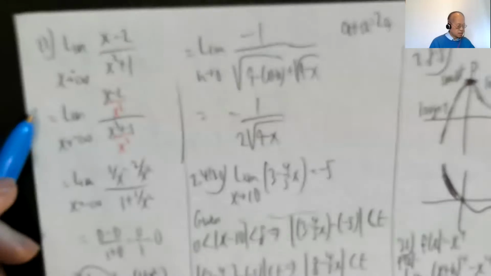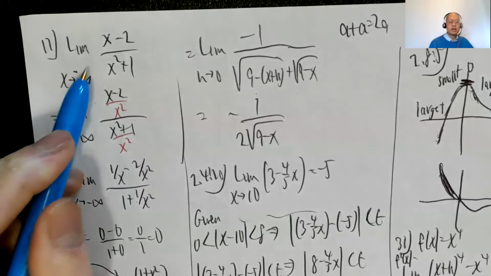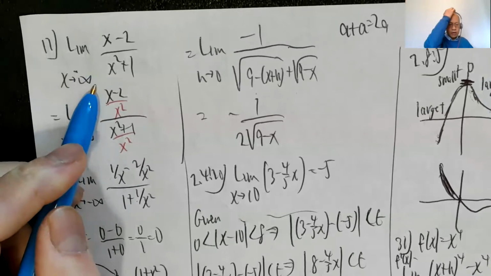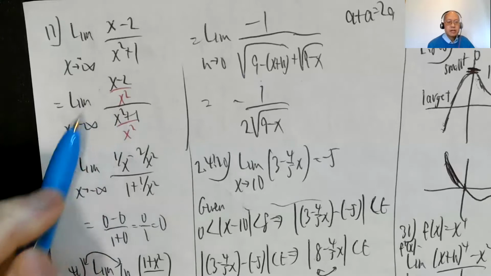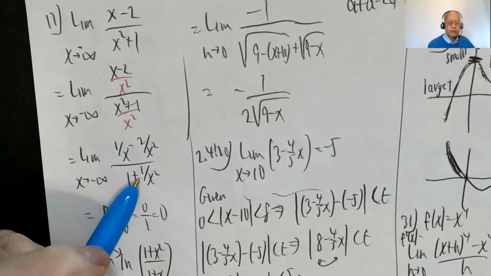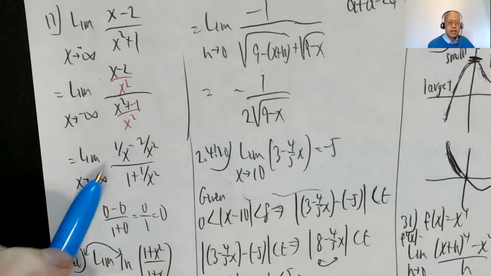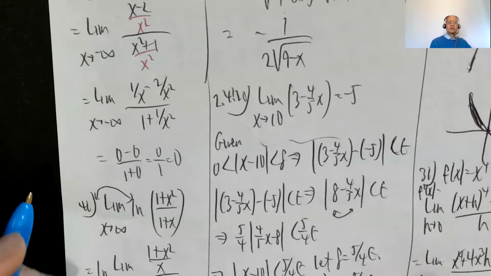Okay, and then we have 17 on limits. Limit as x approaches negative infinity of (x minus 2) over (x squared plus 1). Divide top and bottom by x squared. This gives me (1 over x minus 2 over x squared), all over (1 plus 1 over x squared). When x approaches negative infinity, that's 0, that's 0, that's 0. So I end up with 0 over 1, which is 0.